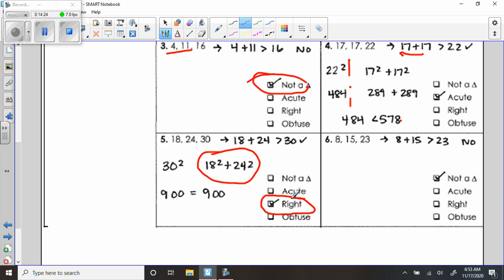And I hope you didn't get caught on number 6. 8 plus 15 has to be bigger than 23. It cannot be equal to. It must be bigger. So that's why this is a no. So now if you were not sure about that, know that it must be bigger. And that is our video on Pythagorean theorem and its converse.